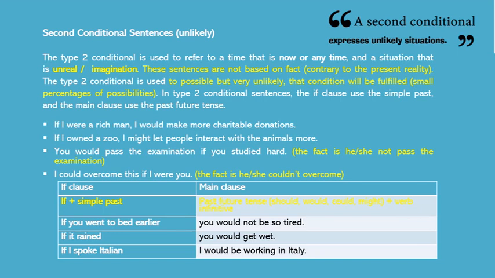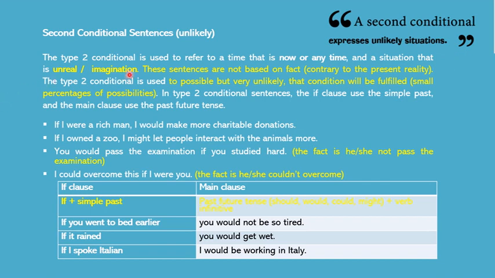Second conditional sentence, unlikely. In the previous screen, you learned about the first conditional sentence, that a condition happens if something else occurs. How about the second conditional sentence? The second conditional sentence expresses unlikely situations.